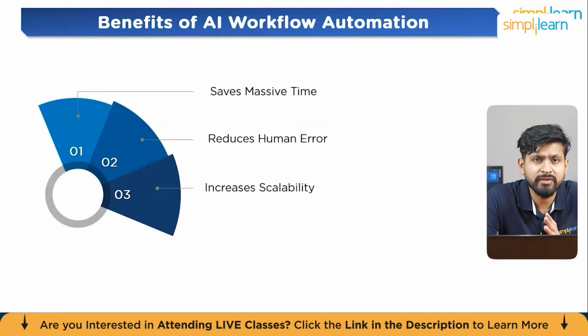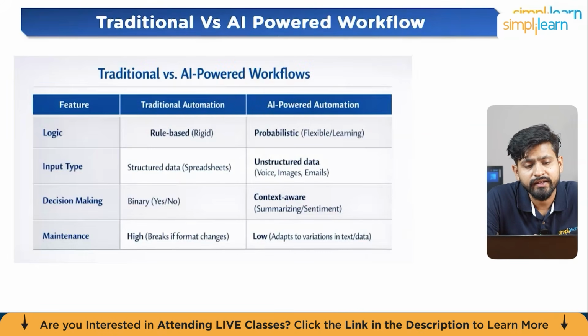Now, let us also deep dive into what's the difference between traditional versus AI-powered workflows. Guys, if you see this diagram, there are a couple of features where we can distinguish between traditional automation versus AI-powered automation. The features we look at are: what is the logic type, what is the input type, what is the decision-making process, and what is the maintenance.